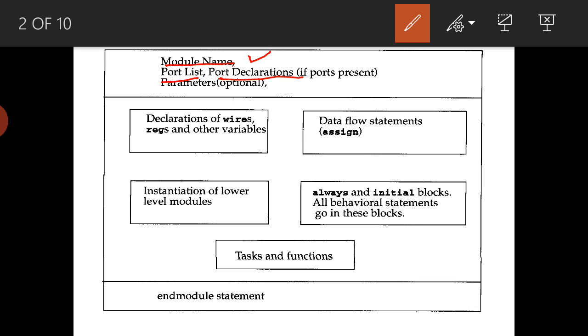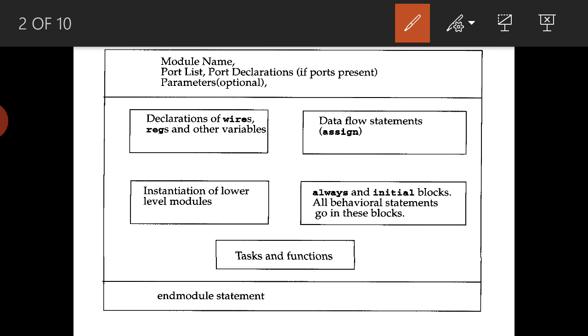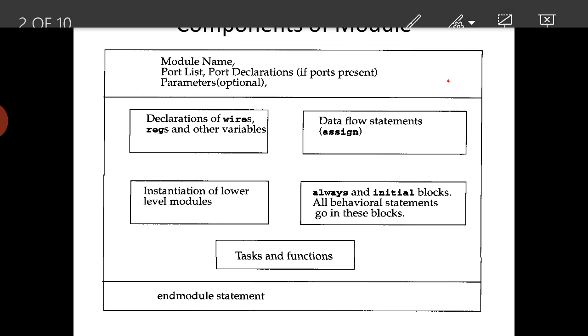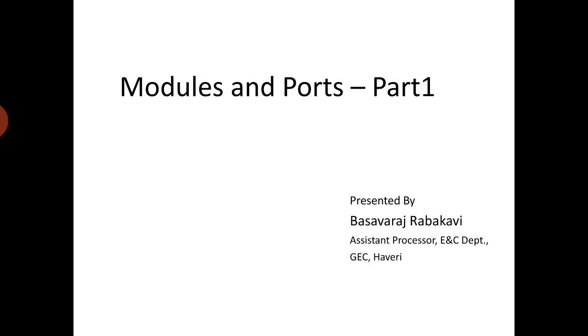Size of the inputs and outputs, that we call the port declaration. Then parameters, as we have seen in the lexical conventions. Parameters are nothing but defining constants. For example, parameter a = 30. Wherever a is used, it will be replaced with 30. So this is a constant.